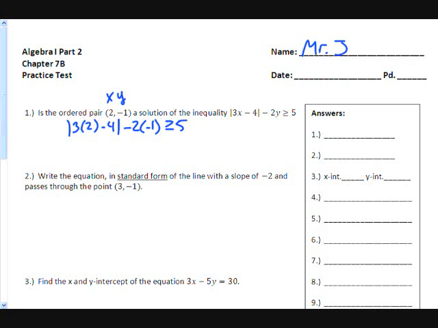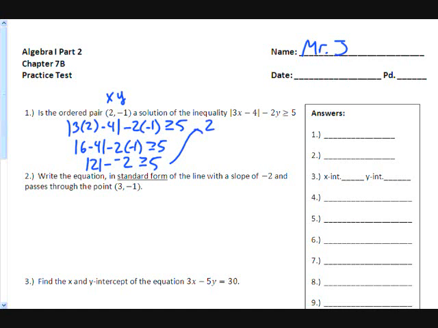So now I need to simplify. Remember, absolute values, I start inside them just like parentheses. So I've got the absolute value of 6 minus 4. I'll wait and do this multiplication because I can. Now inside the absolute value, I subtract. That gives me a 2. So I have the absolute value of 2. Here I have minus a negative 2, 2 times a negative 1. And I'm going to do two steps here at once. I'm going to take the absolute value of 2, which gives me a 2.